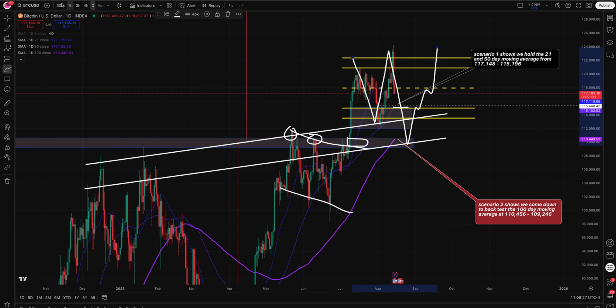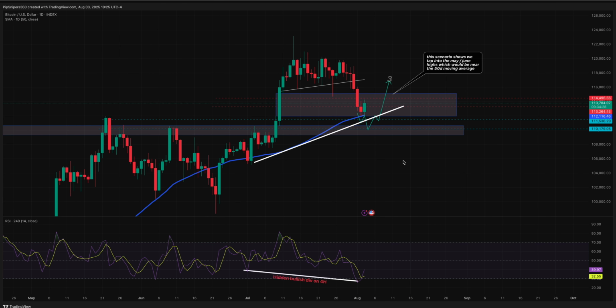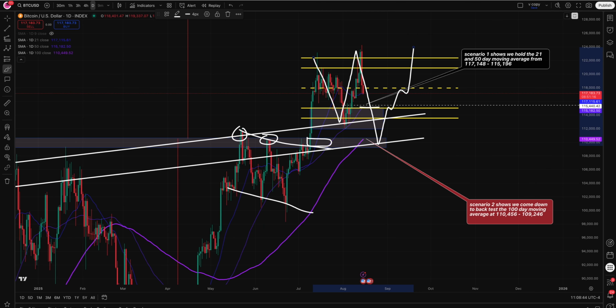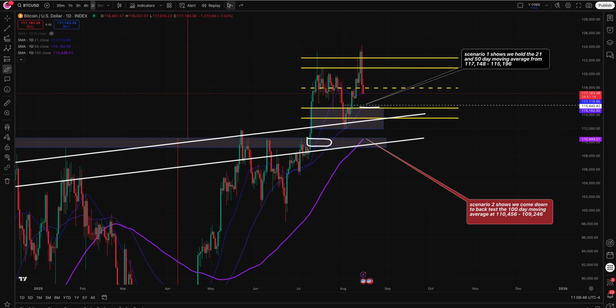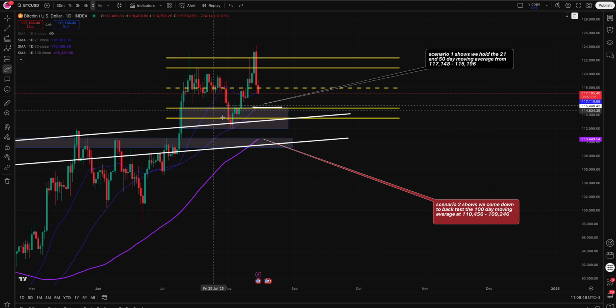I also mentioned that on my August 3rd chart. When we were down here, I did say there's a possibility we tap into this FVG that was created on July 9th and tap into the May and the June highs before we have healthy continuation higher. However, we didn't quite get that, right? We just came down to the 50-day and then we saw a move up.